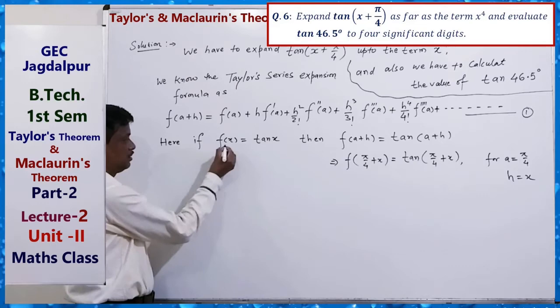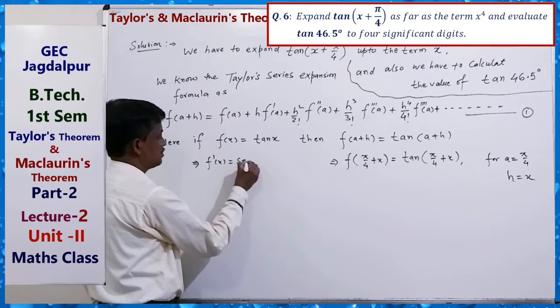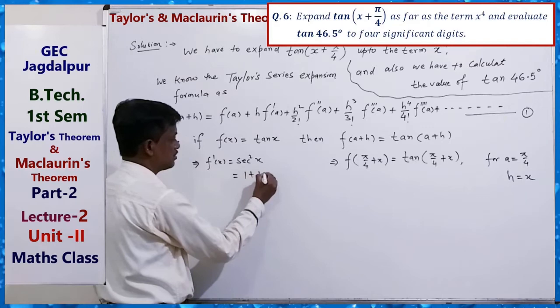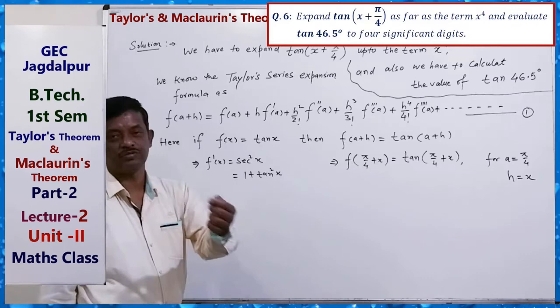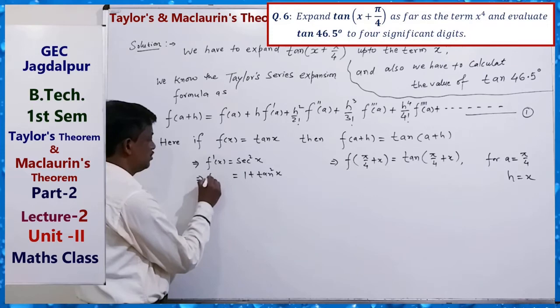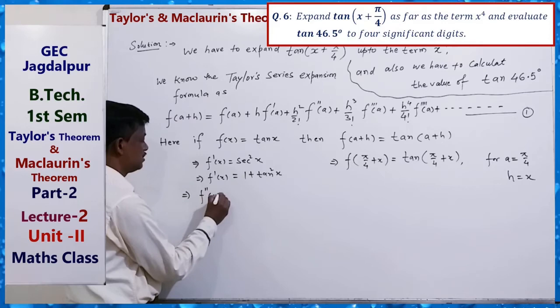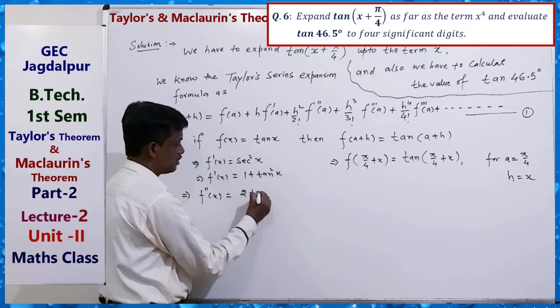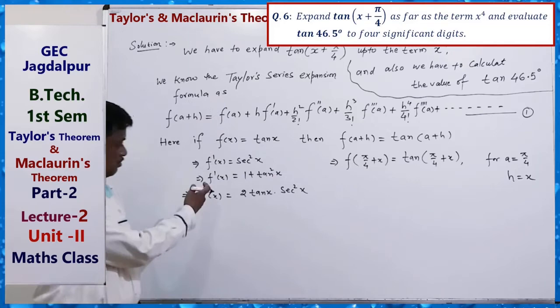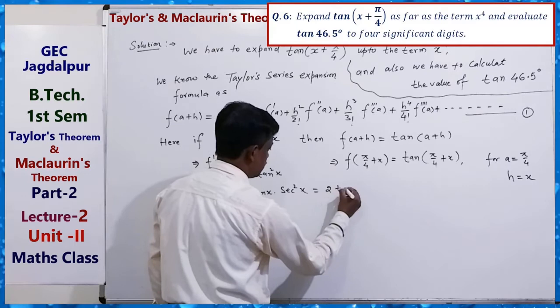implies f'(x) equals what? Sec square x. It can be written as 1 plus tan square x. Why we convert? Because tan pi by 4 equals 1, we know. That's all. So f'(x) equals this. Similarly, just calculate f''(x) here. Derivative of this is 2 tan x into sec square x. Also you can convert sec square x to 1 plus tan square x, so tan x into 1 plus tan square x.